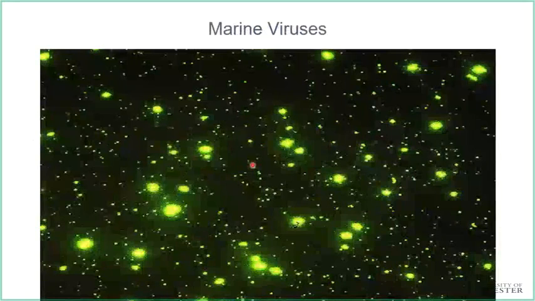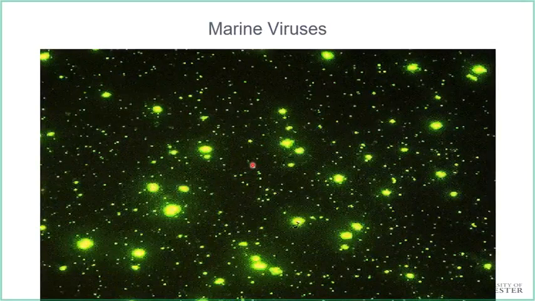So why study marine viruses? Well, this slide shows what happens if you take a seawater sample, simply stain it with SYBR Green, and look at the fluorescence under a microscope. These big blobs aren't stars in the solar system. These are bacteria, and these very small, tiny dots, these are viruses. So viruses are extremely abundant.